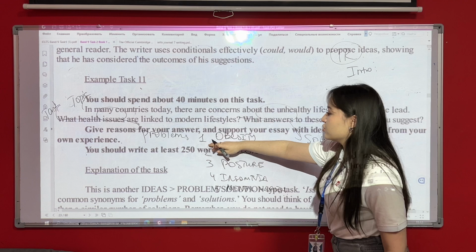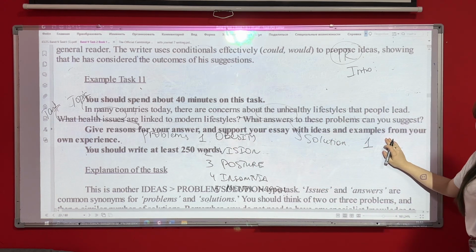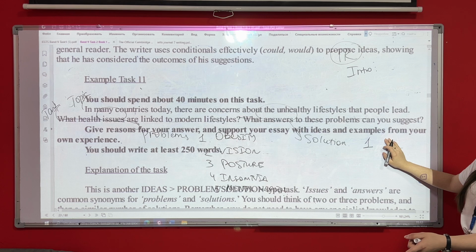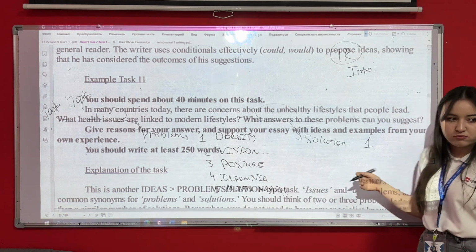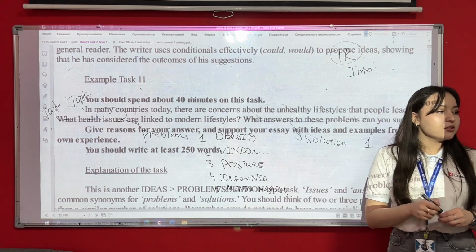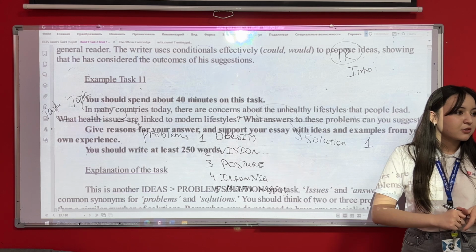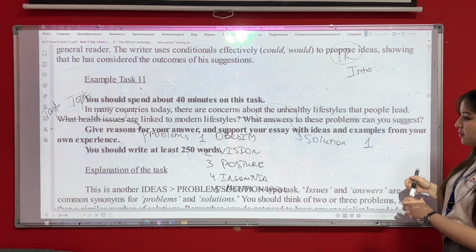What is the possible solution for obesity? Go to the gym. Make junk food expensive. Okay, this is about some limitations, right? We have to make people limit themselves, right? The number of places. Who can do it? Improve conditions. Government, yes, this is about government. Okay, what about vision?